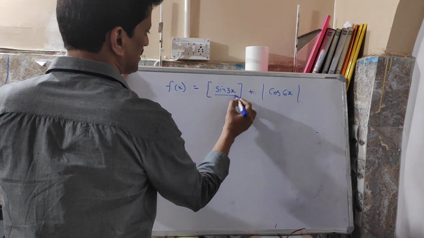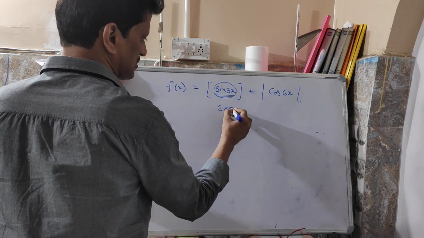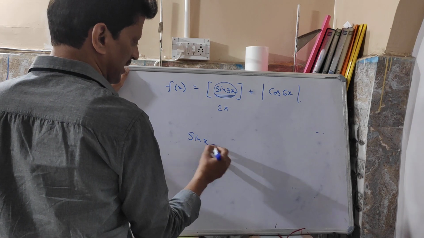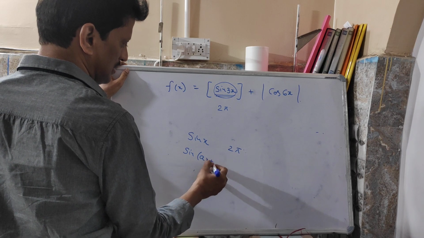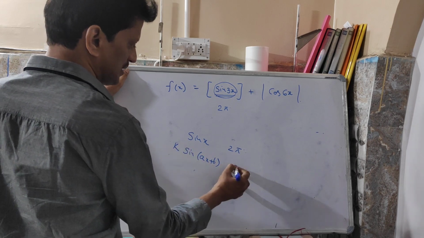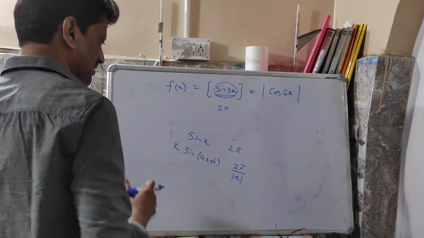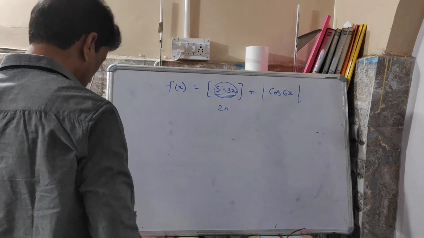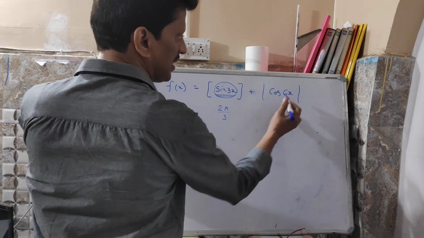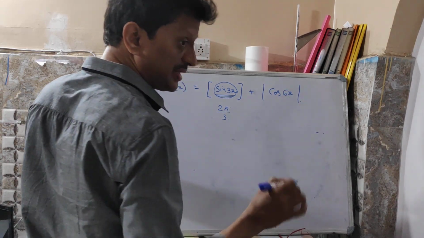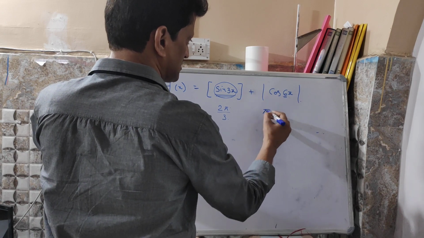So you are knowing this inner function sin 3x, का period क्या है? sin x का period you are knowing 2 pi. So for k into sin of ax plus b, you are knowing the period is 2 pi by mod a. In the same way, the period of this integral part of sin 3x is 2 pi by 3, and mod of cos x के लिए period pi, लेकिन इधर ही वेरिएबल का कोएफिशिएंट 6 है, so pi by 6.